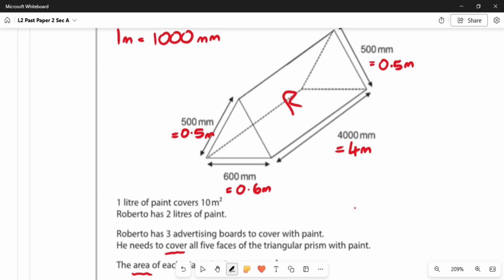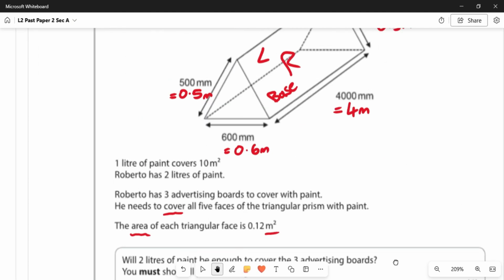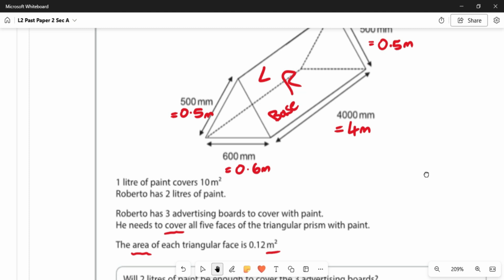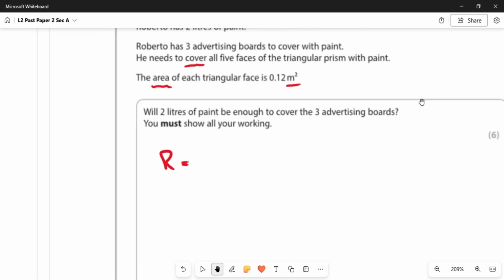Yeah, let's call that the left hand side, on the other side, and let's call that the base at the bottom. So let's do the right hand side, which is area is length times width. So that's going to be 4 meters times 0.5. So 4 times 0.5, or another way of saying that is half of 4. And what's half of 4? That's going to be 2.